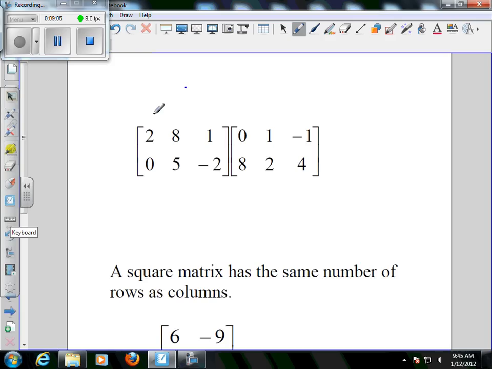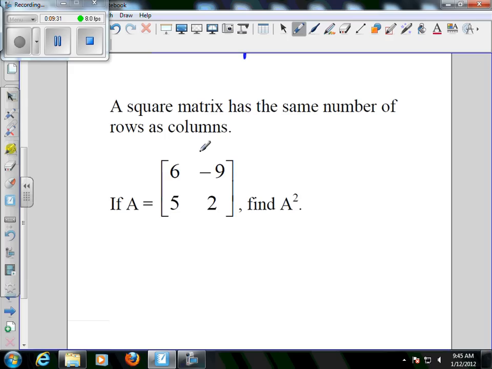We have a 2 by 3 matrix, and we're asked to multiply by another 2 by 3 matrix. This is undefined. Notice the number of columns and the number of rows in both of these matrices do not match. So we're going to have to say it's undefined. We cannot do this.